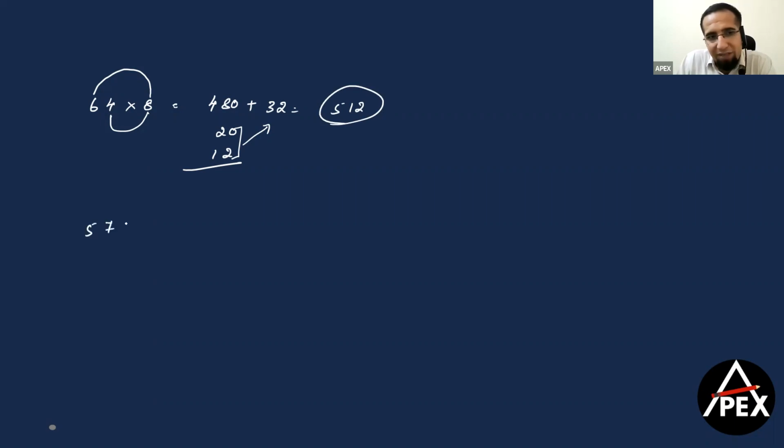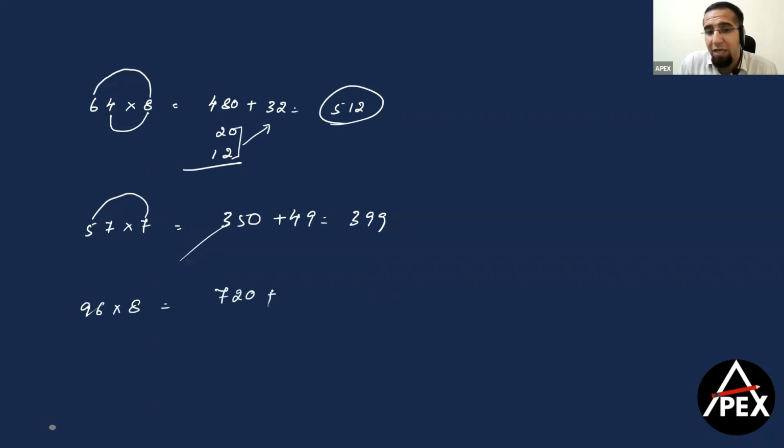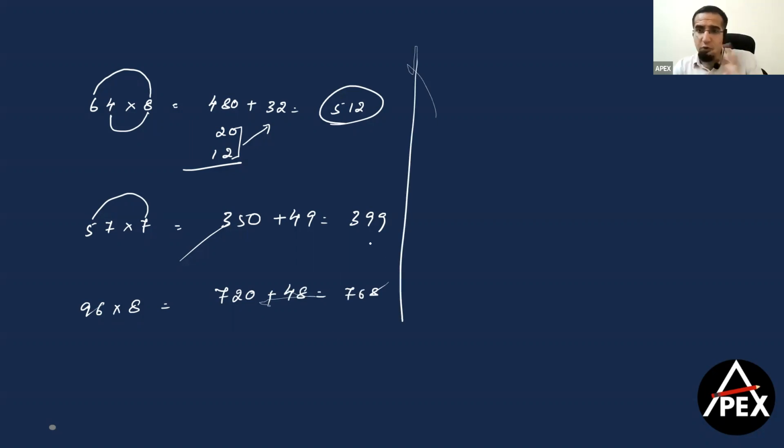Similarly, let's talk about 57 into 7. Pause the video, 5 seconds. So 7 fives are 35, that is 350. 7 sevens are 49. 350 plus 49 gives me 399. Clear? Let's take 96 into 8. So 8 nines are 72, that is 720. 8 sixes are 48. So 720 plus 48 gives me 768. Clear, guys? So I hope you found this method very interesting.